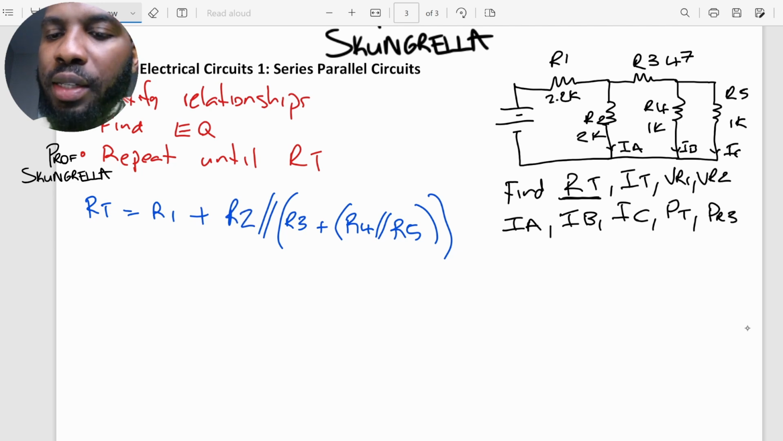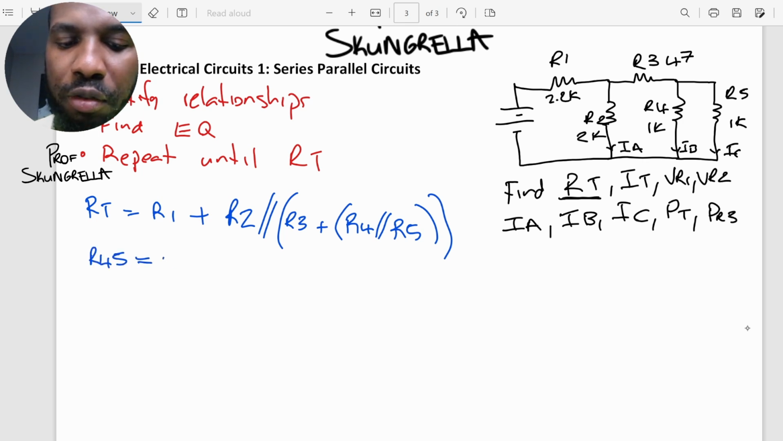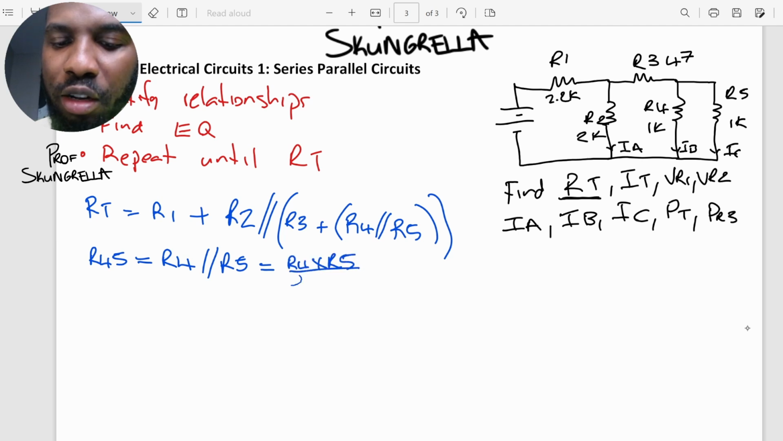And then the equivalent will be in series with R1. So to start this, we will start by finding R45, which is equal to R4 in parallel with R5. And again, for parallel resistance, we use the product over the sum. This is going to be equal to R4 times R5 over R4 plus R5.